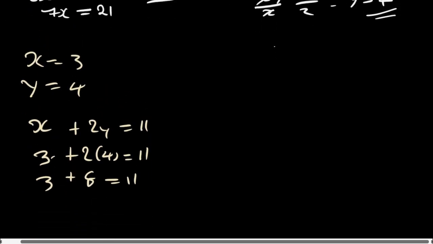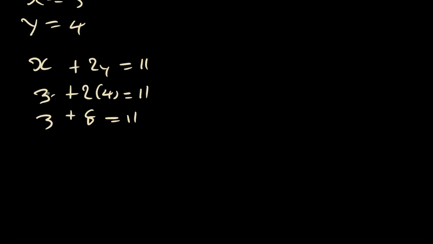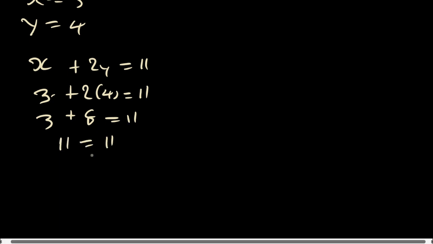So since we found 3 here, we have replaced where there's x with what we found, which is 3. So you can easily see that the answers come out. So 2 multiplied by 4, you get 8. When you add this together, it will give you 11. So you have 11 equals to 11. So this is how you know that what you have found is correct.